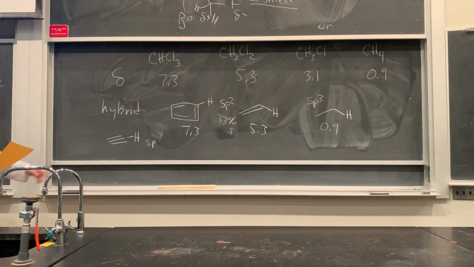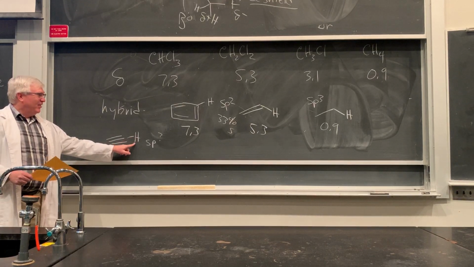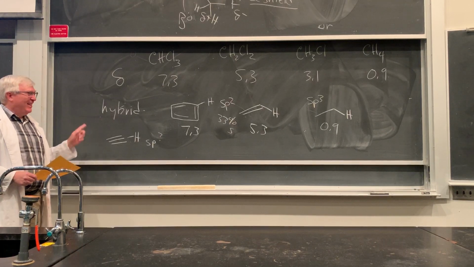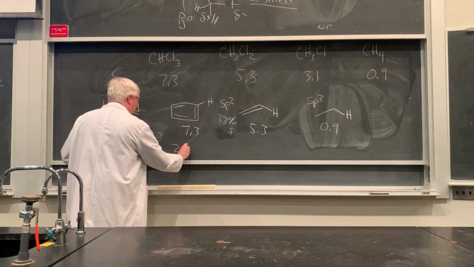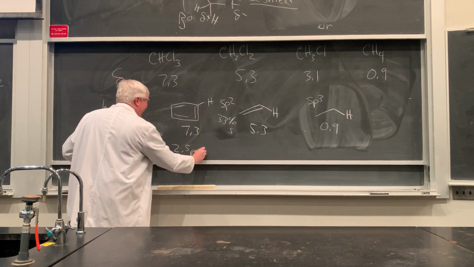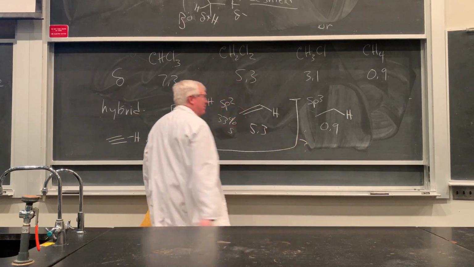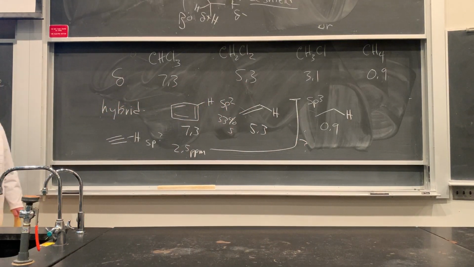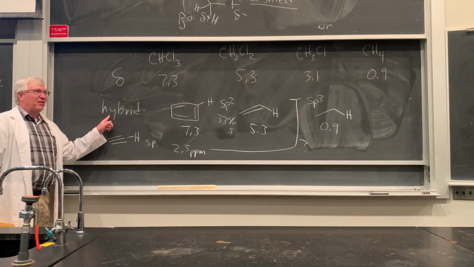Based on hybridization, you might be thinking, well, that's 50% S character. This should be what? Around 10 or maybe 12, right? Well, here's the shock for you. It's at 2.5 ppm. It's right in here. And so I have a big question mark for you. How does that work? Well, there's another effect we need to look at. It's obviously not just hybridization.